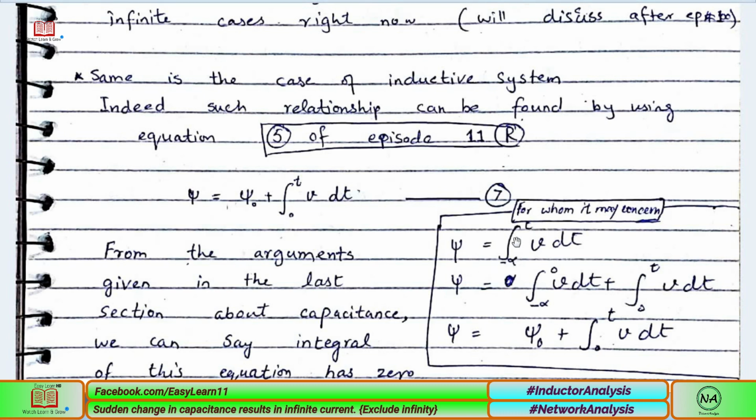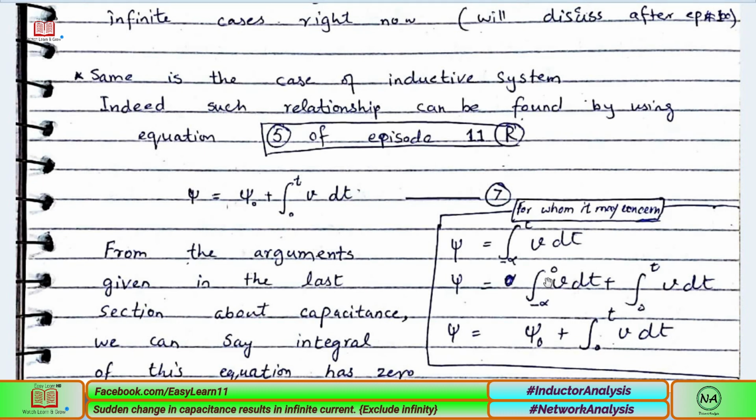you will find psi is equal to the integral from minus infinity to t of v dt. Actually, as in the case of the capacitive system, this is a very long time period, from prior to the switching time to the present time. This limit is generally used, but we can separate it into two portions: prior to the switching time, from minus infinity to 0, and then from 0 to the present time. These are the two times where we can separate.